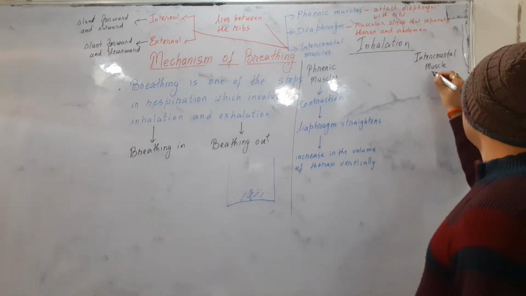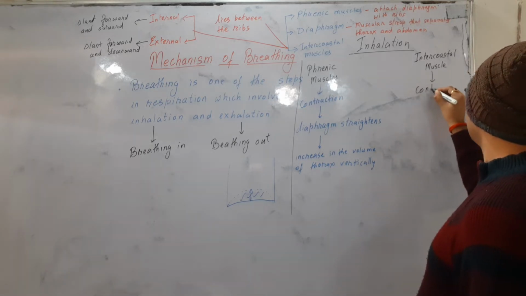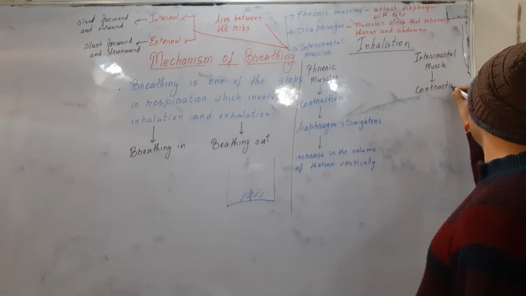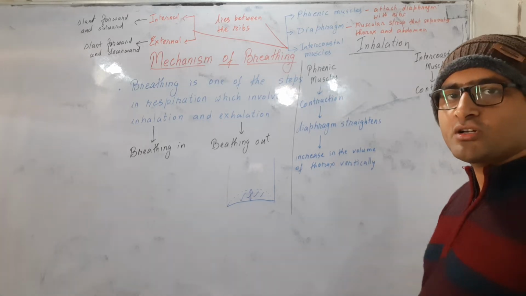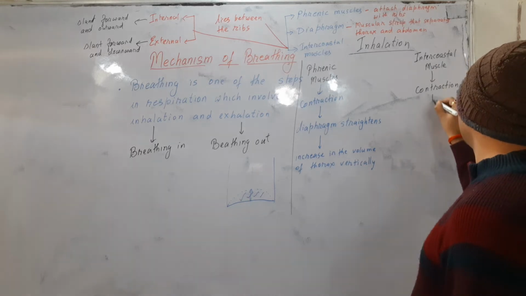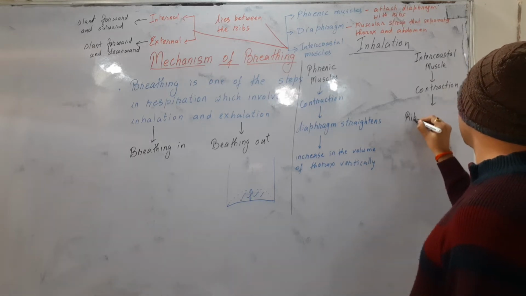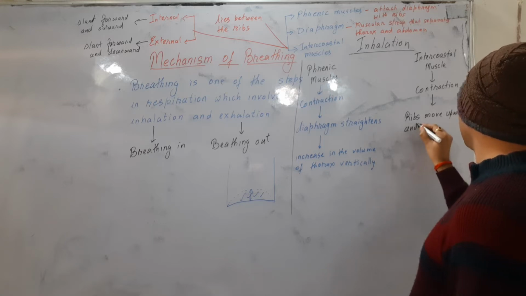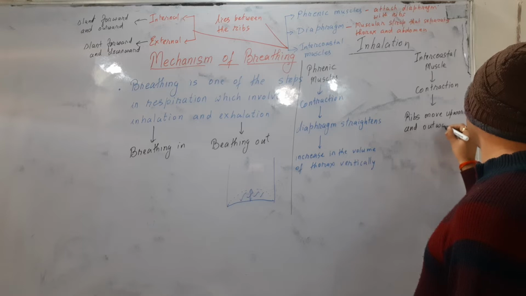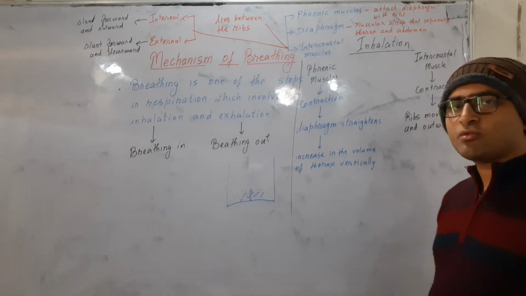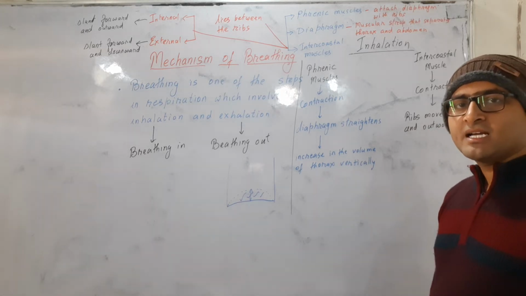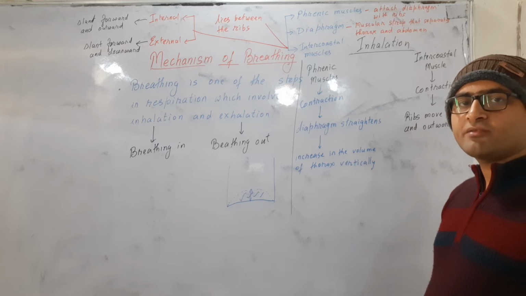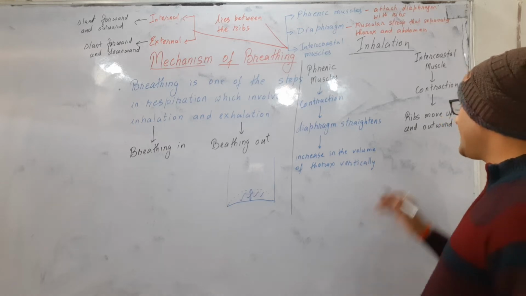Now intercostal muscles also contract. Due to the contraction of intercostal muscles, the ribs move upward and outward. So when the intercostal muscles contract, that results in the movement of the ribs outward and upward.